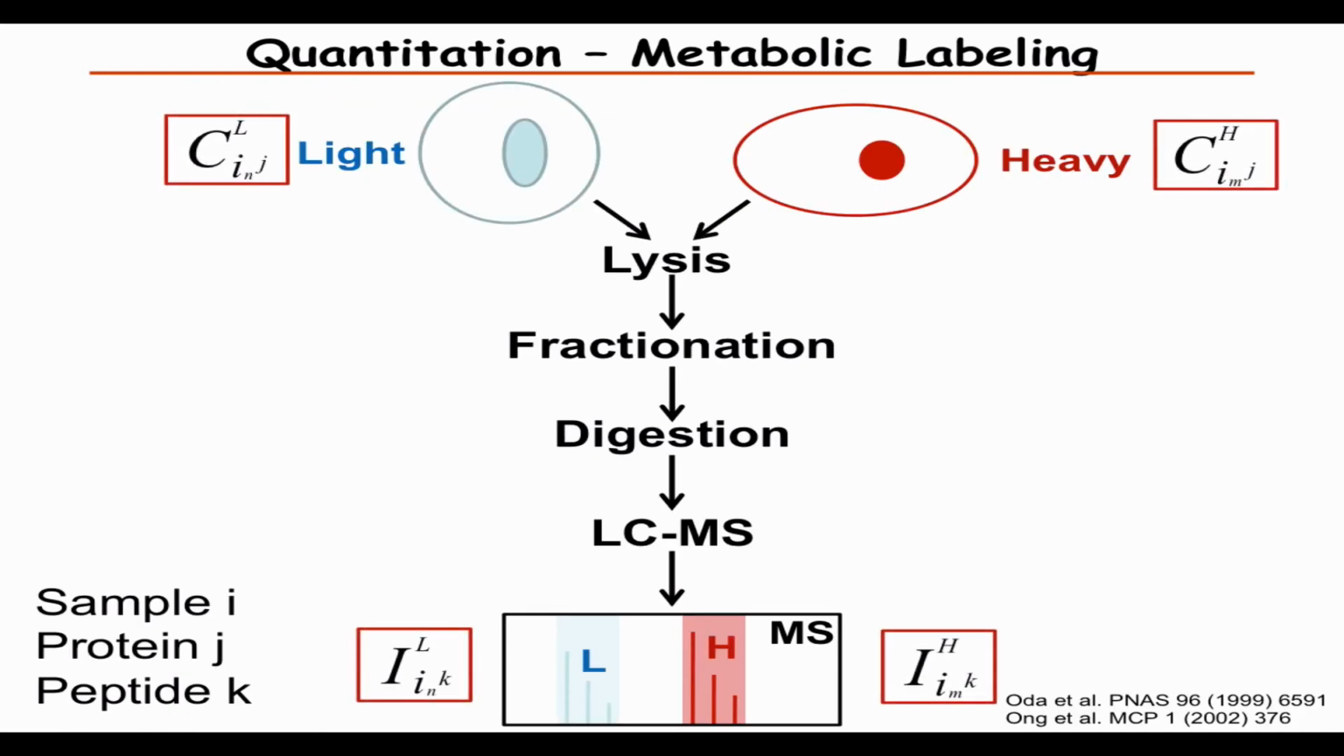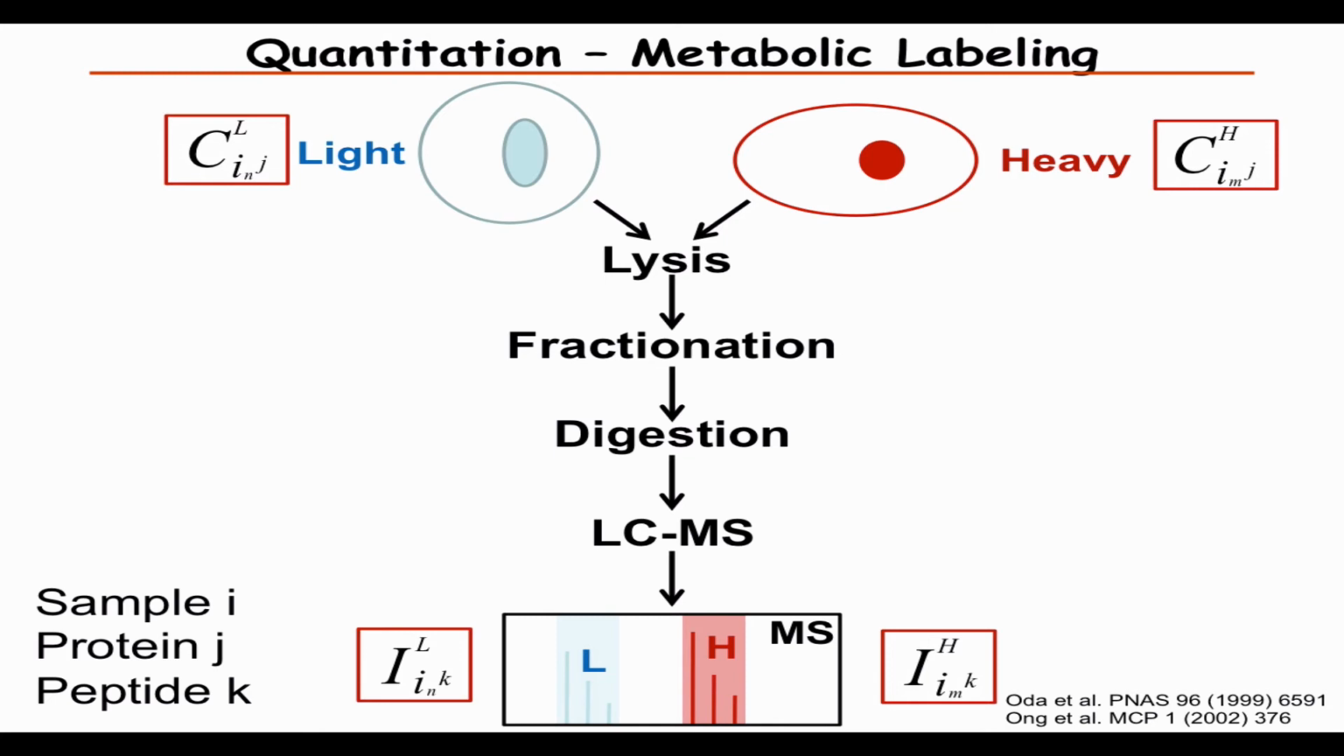So the other extreme now is when you do metabolic labeling. So you grow up a cell culture in the regular amino acids and one with heavy amino acids. So heavy meaning you add a few carbon 13s or nitrogen 15s, or you replace carbon 12 with carbon 13, nitrogen 14 with nitrogen 15. So you get a few more masses on there.